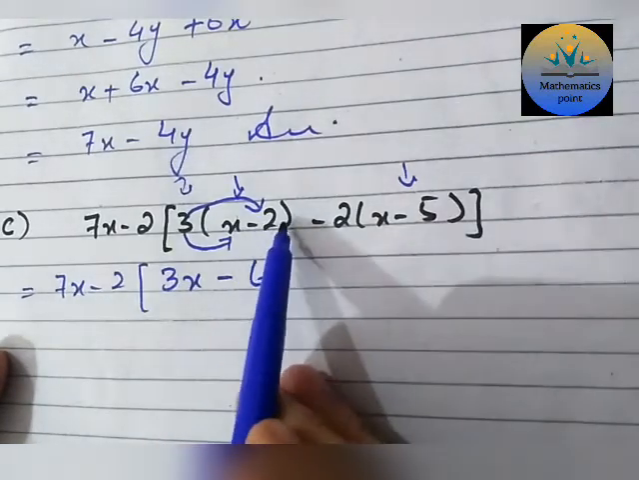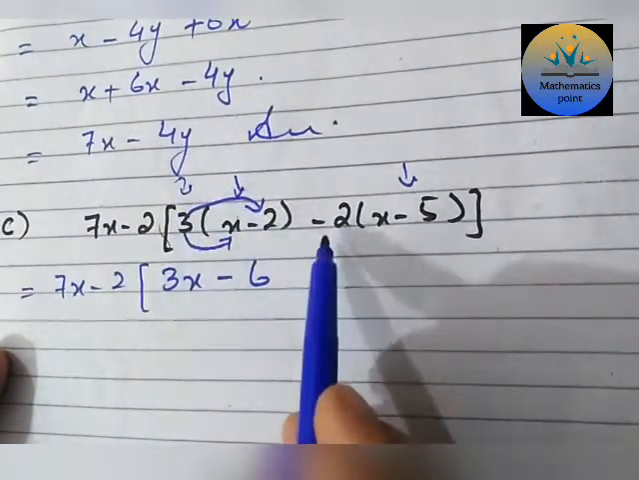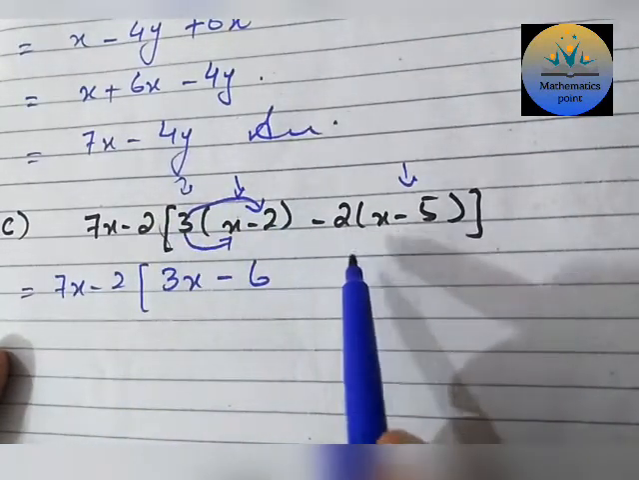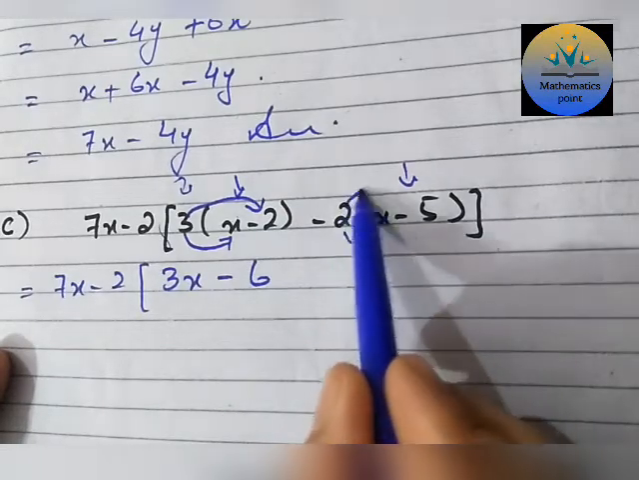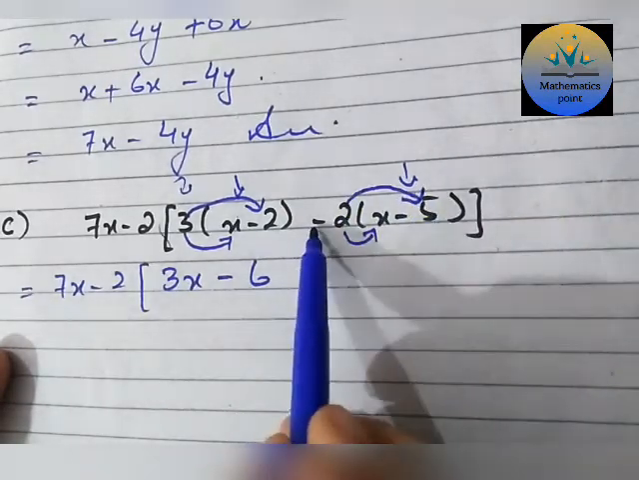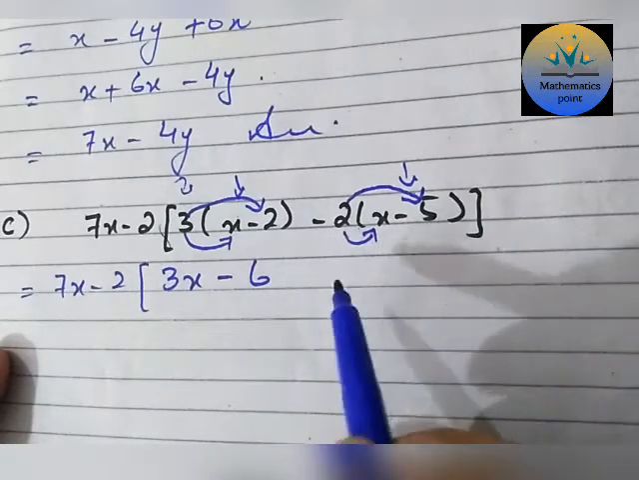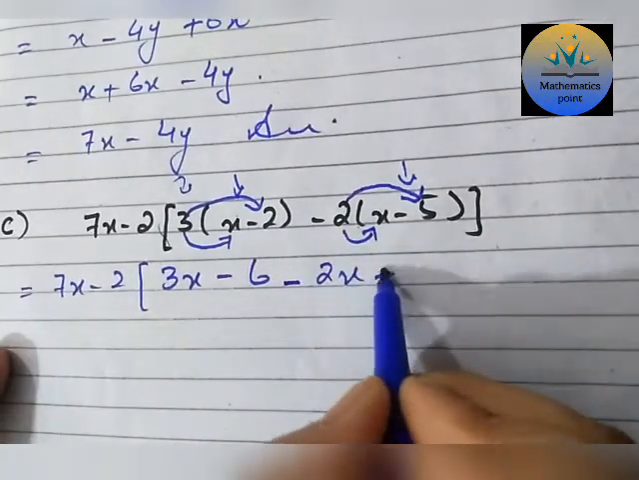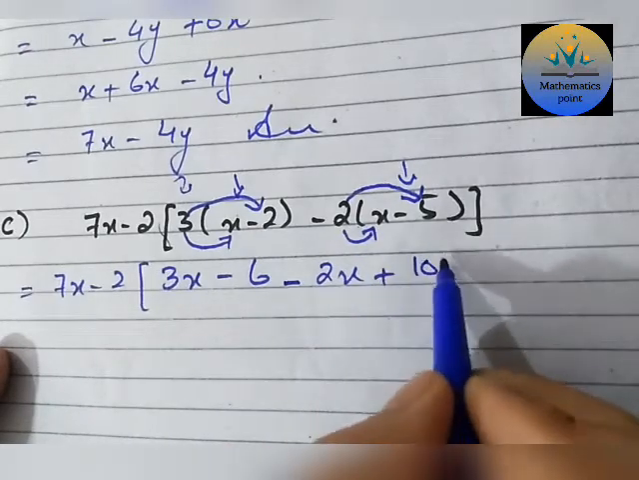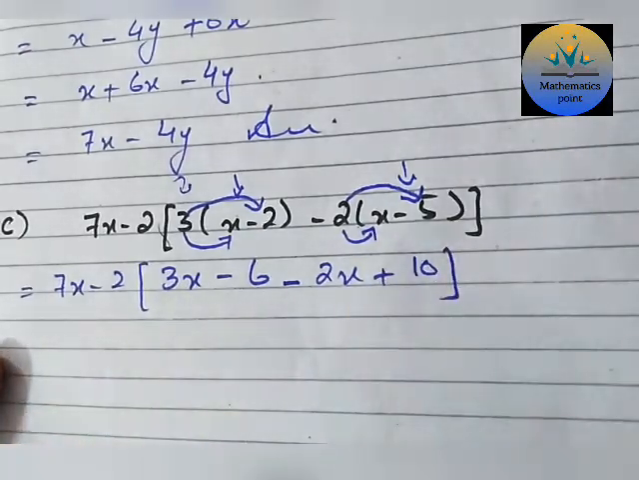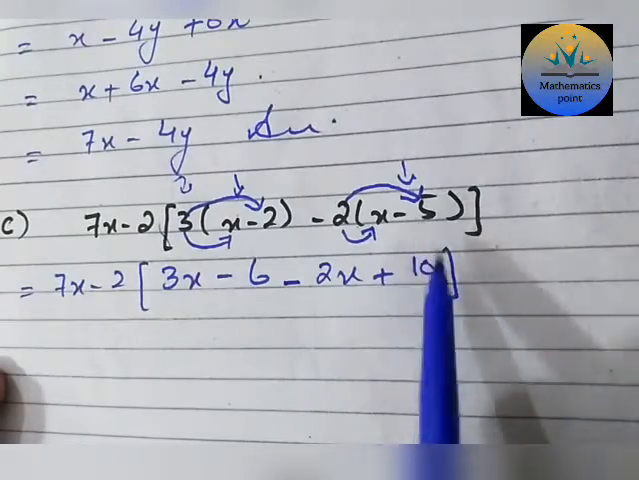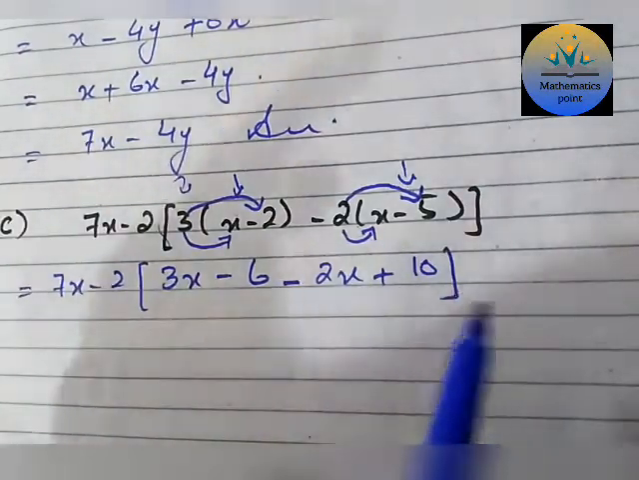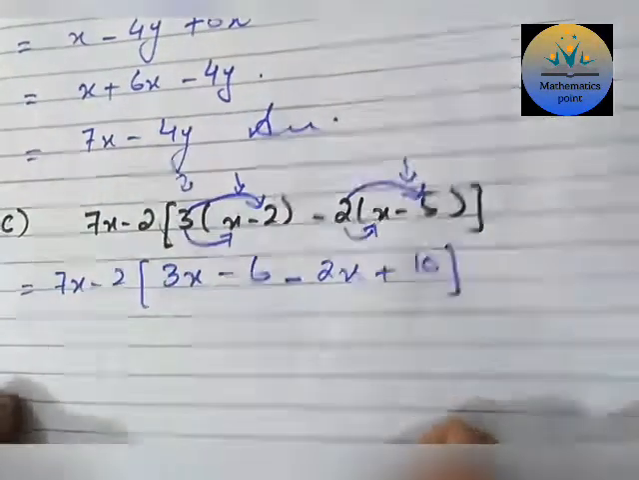Then we are done with this part. Now we move towards this part. Again, we have a constant that is going to be multiplied with the terms inside the bracket. So plus minus plus minus, 2 1s are 2x, and minus minus plus, 2 5s are 10. Now we remove the round bracket here, because to remove that round bracket, just expand your bracket.